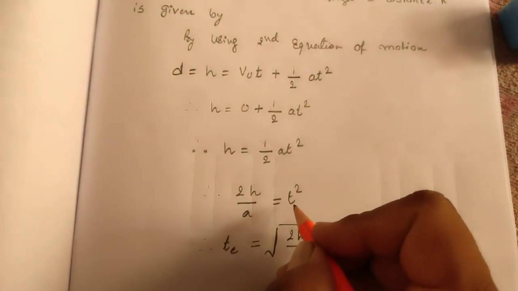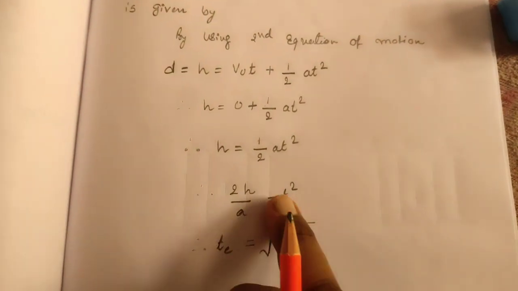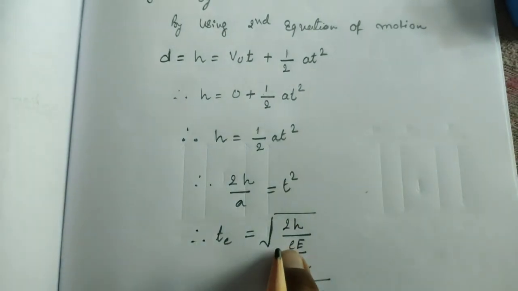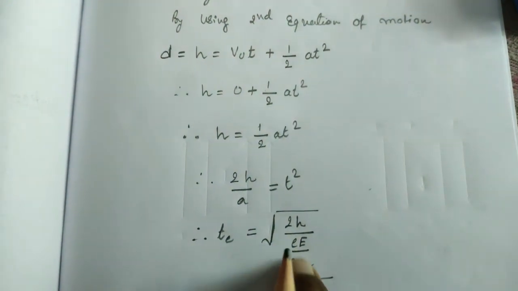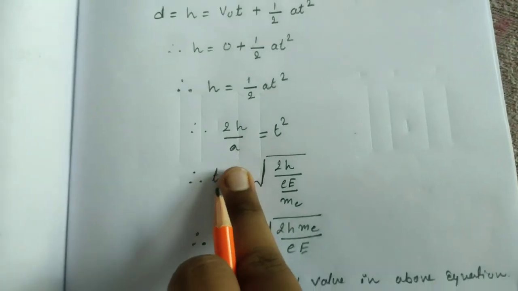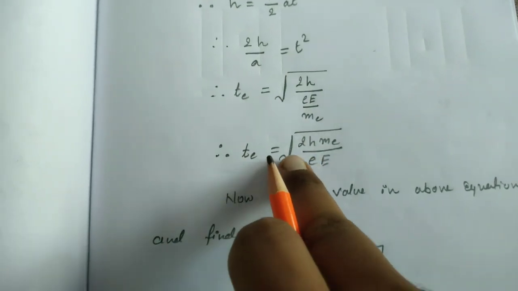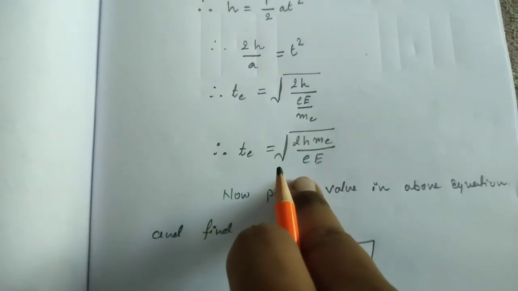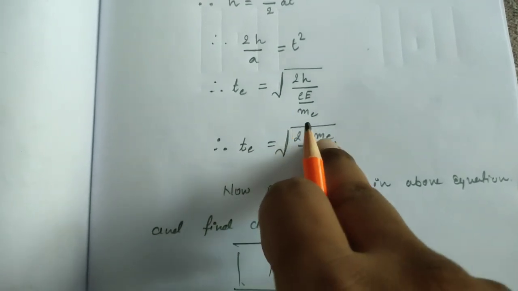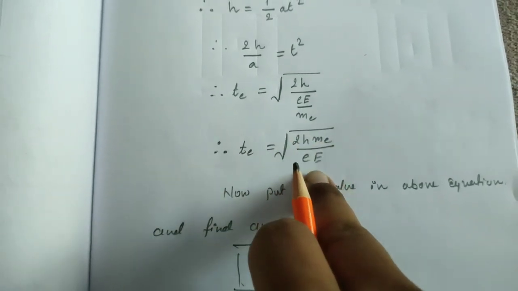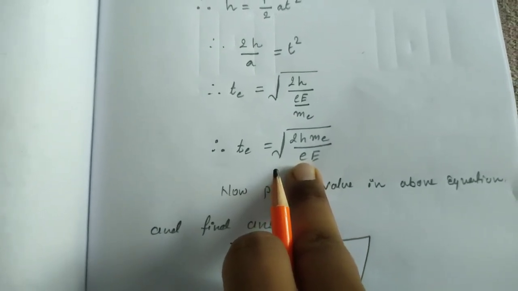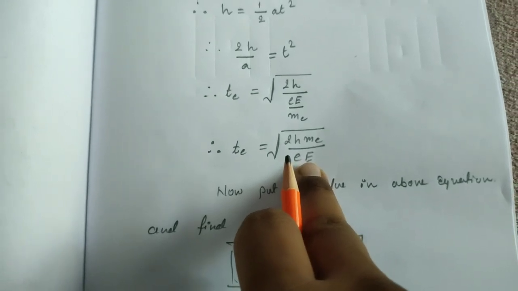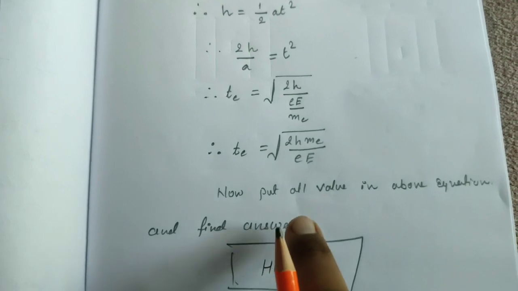Now we have to find the time, so make t the subject of this equation. We get t equal to the square root of 2h upon a, where a is eE upon me, the value of acceleration. By simplifying this, we will get the final equation. Now put all the values in this equation: h, me, which is 9.11 × 10^-31 kg, e, which is 1.6 × 10^-19 coulomb, and capital E, the electric field already given, 2.0 × 10^4 Newton per Coulomb. Put all the values and find the answer.